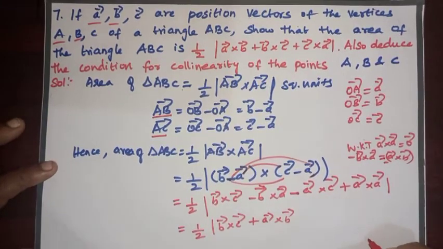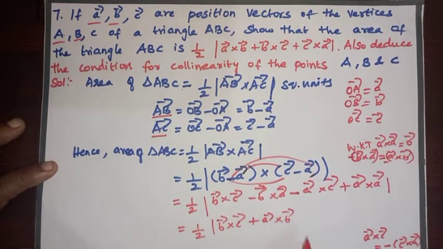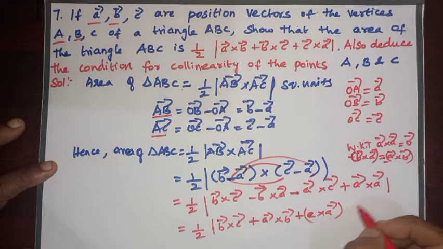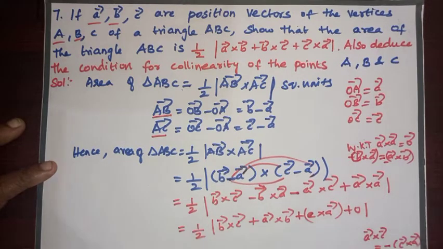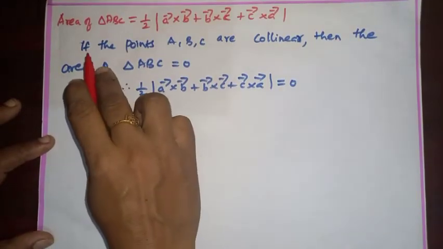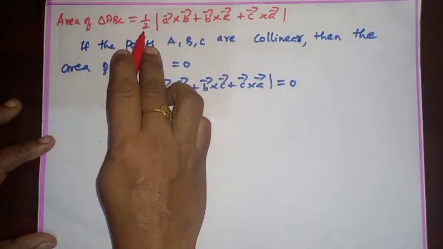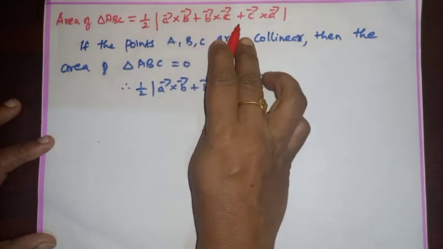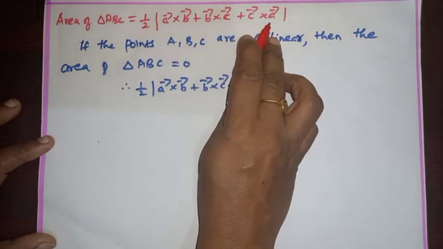Similarly, A cross C vector can be written as minus of C cross A vector. So minus and minus will become plus C cross A vector. A cross A vector is 0. Therefore, area of triangle ABC is equal to 1 by 2 of vector A cross vector B plus vector B cross vector C plus vector C cross vector A.